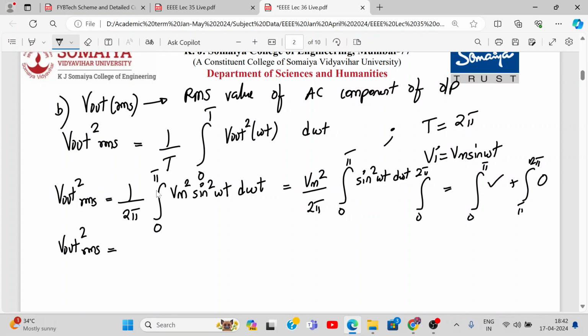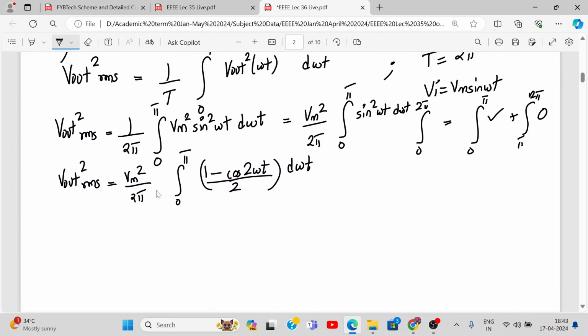What is sin square omega t written as? Anyone remembers what we did before? Vm square by 2 pi. What is sin square theta? Can we write it as 1 minus cos 2 theta by 2? Yes, 1 minus cos 2 theta by 2 d omega t. Okay, so we proceed forward now.